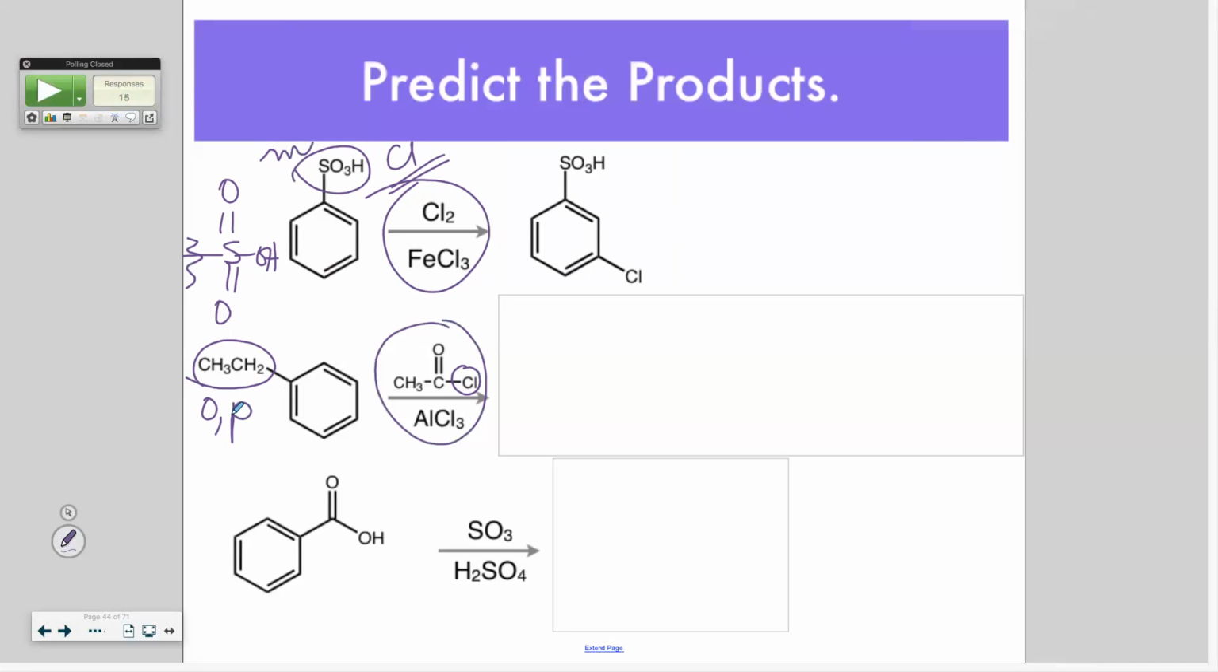Okay, so what are we going to get? You're going to get two products. It is difficult to predict which one is major unless you have a really large group like a t-butyl. So where is our little group going to go? Ortho and para. So can you draw them? Try to draw them and then I'll release it.